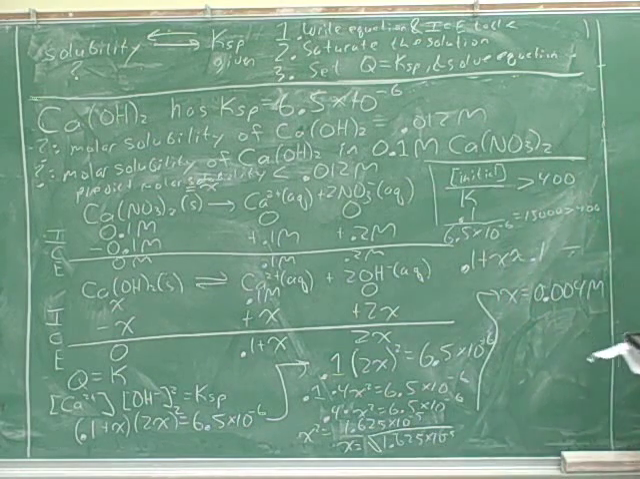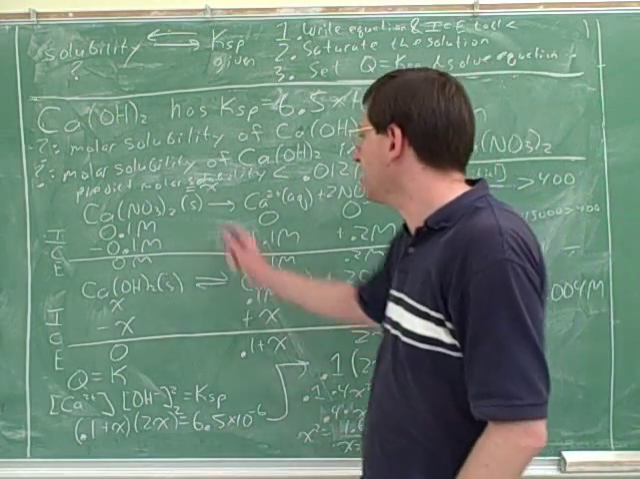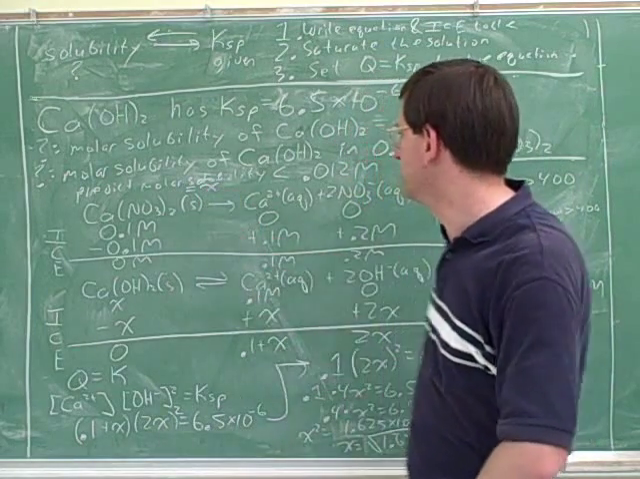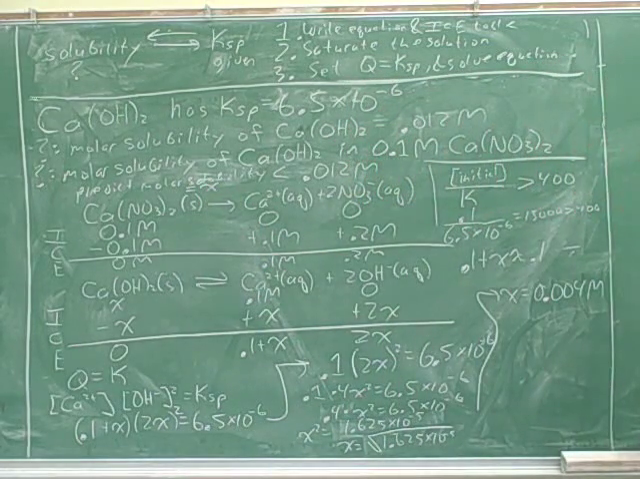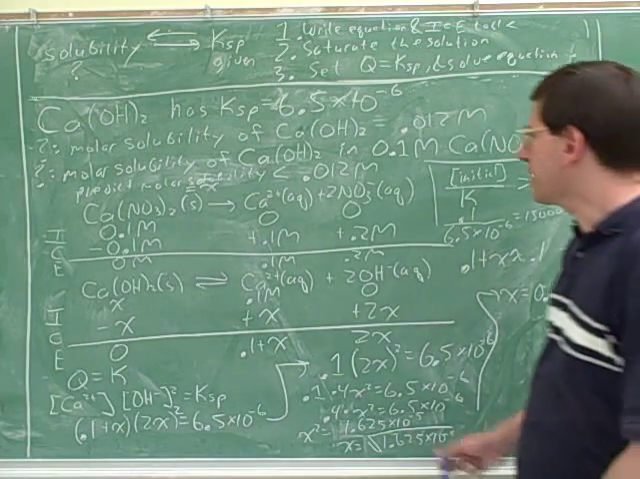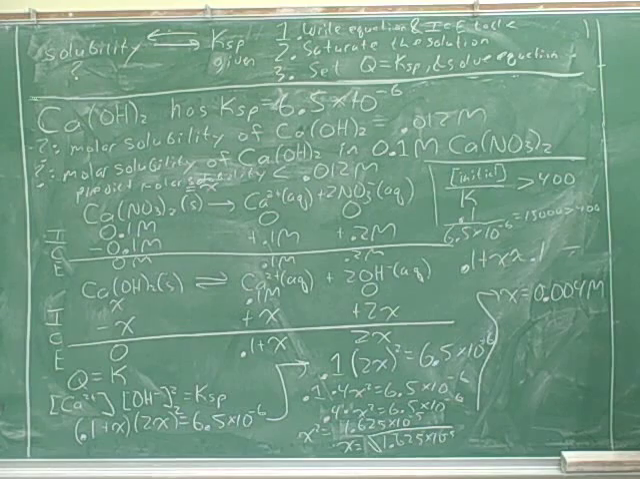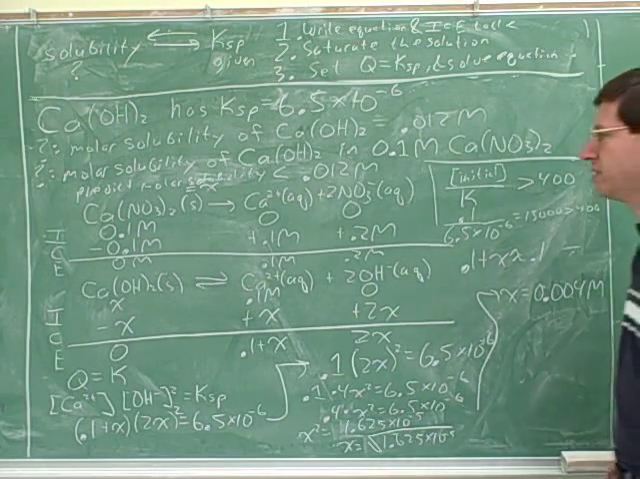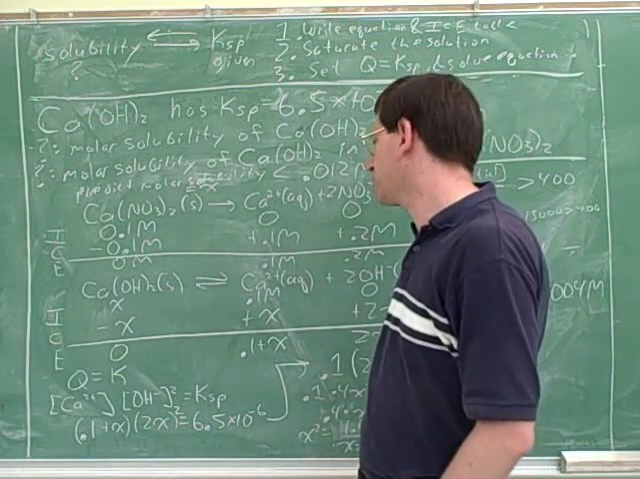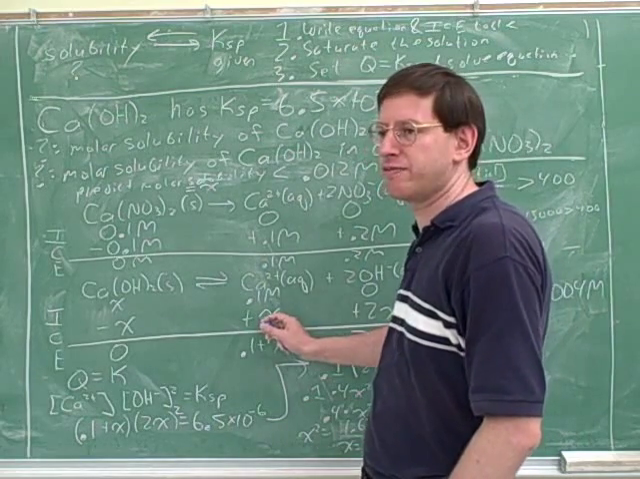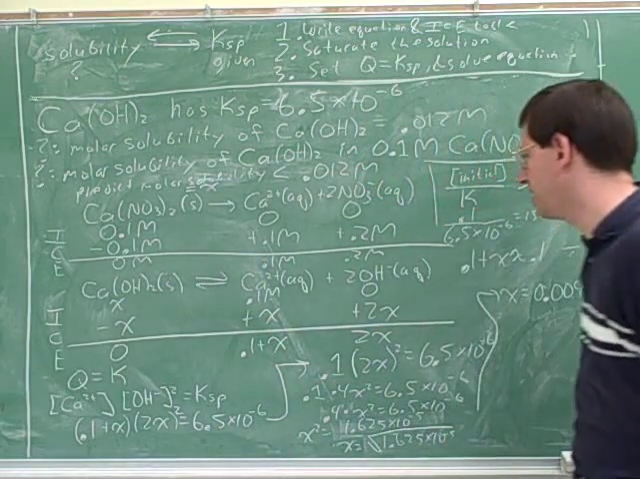Good. So what's the answer to the question? 0.004 molar, because the question was asking us for the molar solubility, and we said that x was the molar solubility. Does that match our prediction? Remember that the old solubility was 0.012. Well, this is a lot smaller than 0.012. Again, because we've already dissolved so much calcium from the calcium nitrate, we can only dissolve a little bit from the calcium hydroxide.